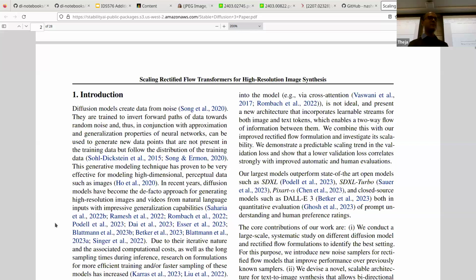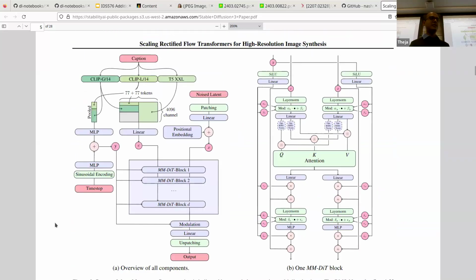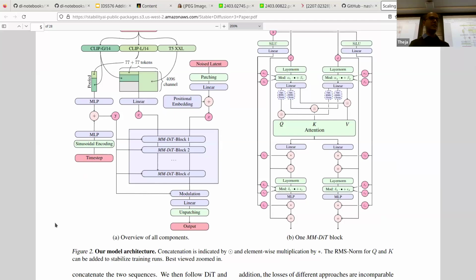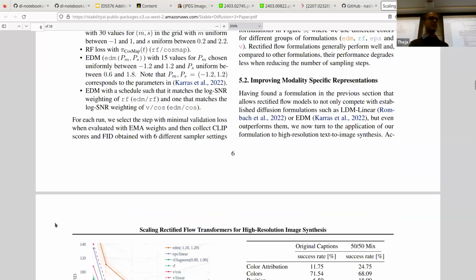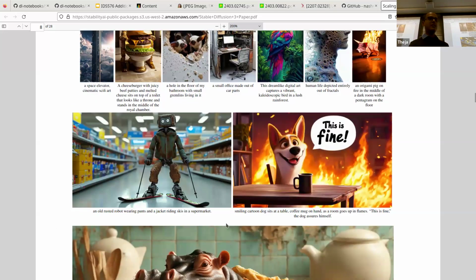Actually, there may be a, let's see. Maybe not in this. Yeah, you can. So for example, you can see this smiling cartoon dog sits at a table, coffee mug in hand, as a room goes up in flames. "This is fine," the dog assures himself. And so you get the right text.